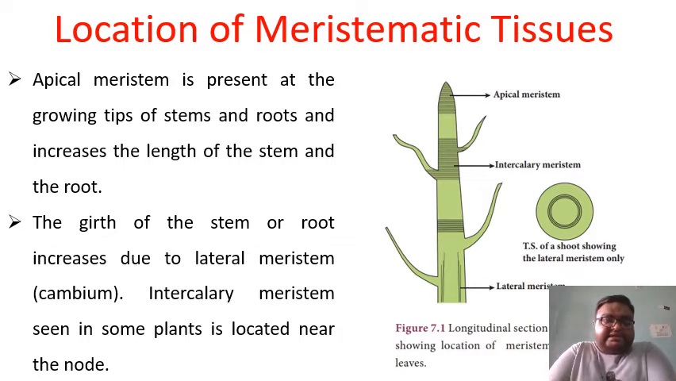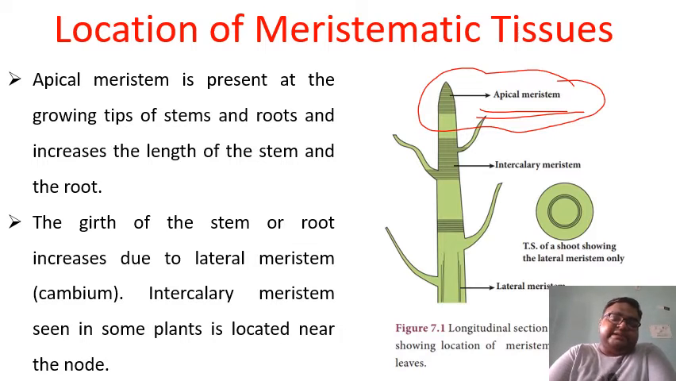Now, students, see here the location of meristematic tissues, right? This apical meristem is present at the growing tips of the stem and the root, and the main function of this is that it increases the length of the stem and root. Okay, so this apical meristem, where is it present? It is present on the tips of the stem and root, and what it does is increase the length of the stem and the root.